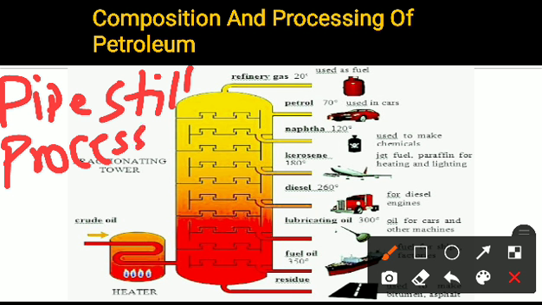For refining of petroleum, we use the process that is called what? Fractional distillation. So let's start. Here the crude oil is pumped under pressure to a cylindrical tank through an underground pipe.